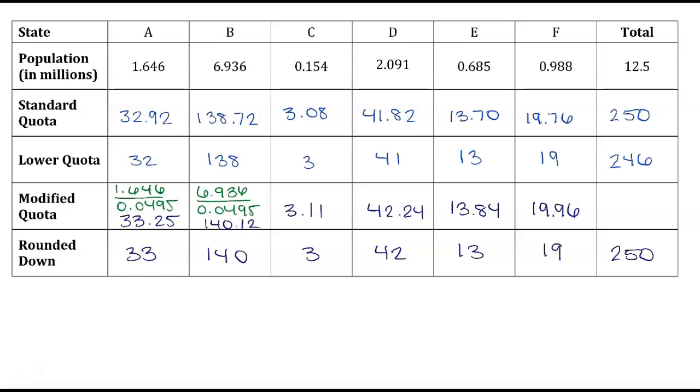There are some obvious drawbacks to this method. One is that it's difficult to implement. As we saw here, the first modified divisor that we tried didn't work. And it may be necessary to try multiple values for D before one finally works.